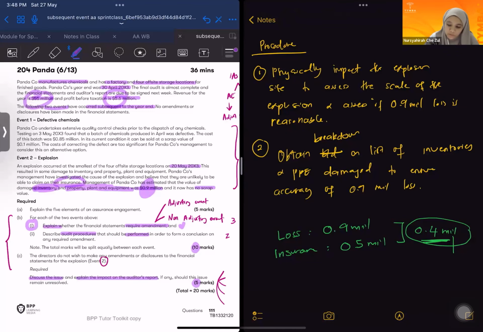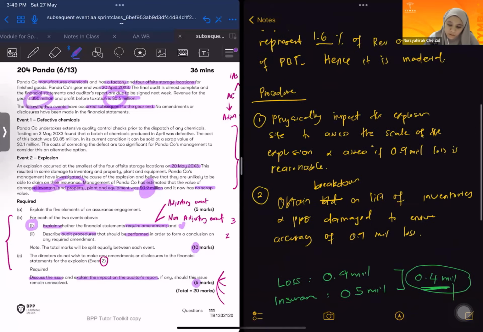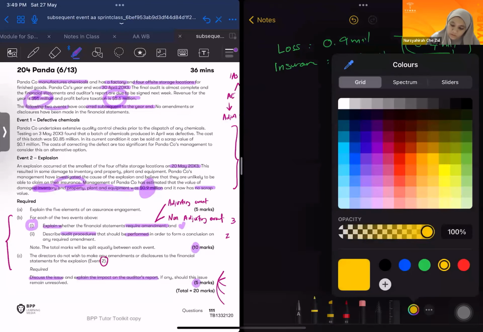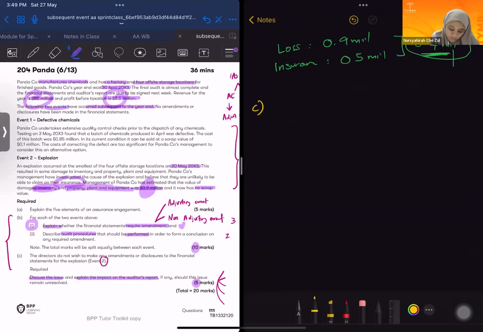Alright, let's move on. So we have 5 marks here. What else? Requirement C: the client does not wish to make any amendment or disclosure for the explosion. So is it material? Yes. Even though it relates to disclosure, if the client refuses to disclose, remember, non-disclosure also represents the financial statements containing material misstatement. So follow the steps I've shown you just now.